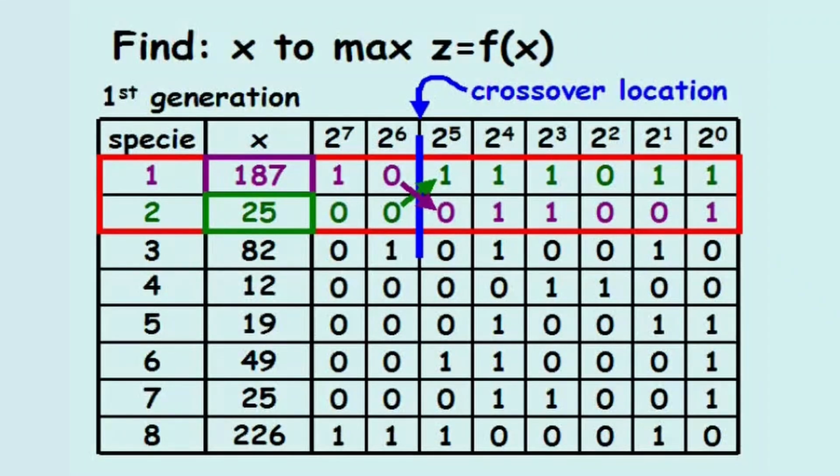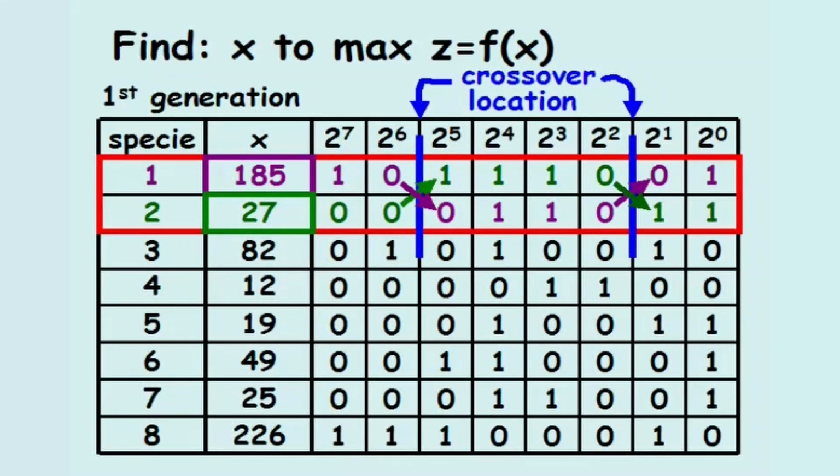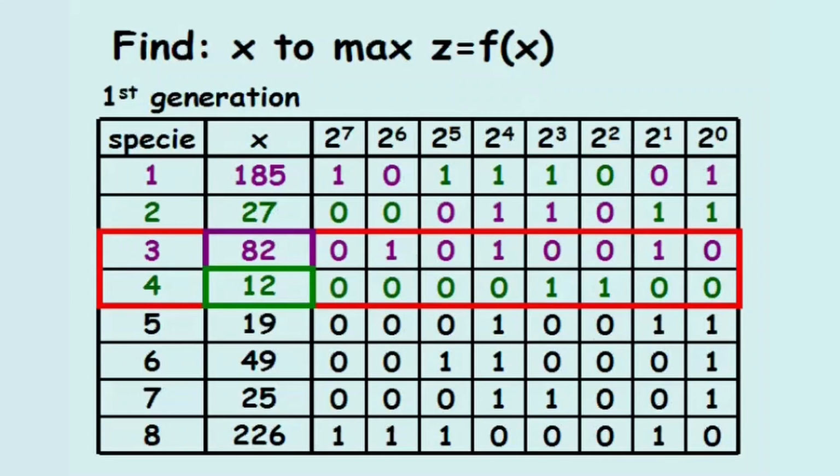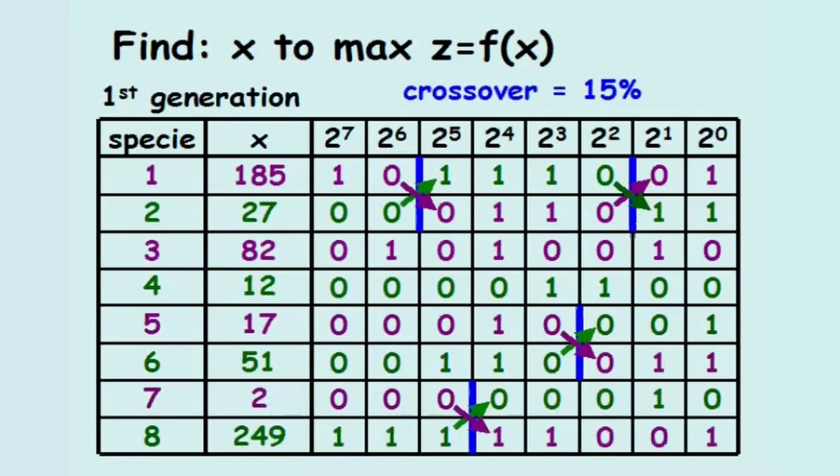It's also possible for there to be multiple crossovers between the two species, as shown here, between species 1 and 2. Other pairs may experience no crossover, as is the case for species 3 and 4. For this problem, we'll use a 15% chance of crossover between adjacent chromosomes, determined separately for each of the 32 mating pairs.